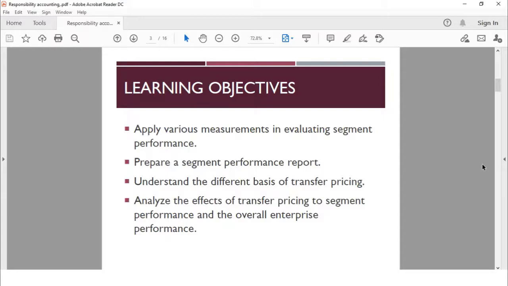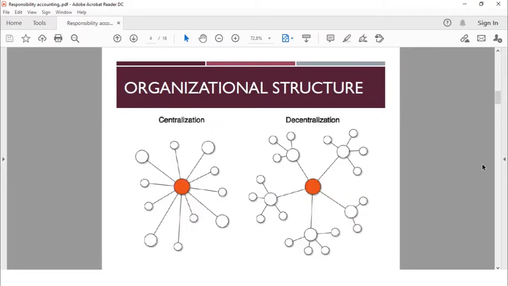Now, the last two objectives will be discussed in the next video, while the others will be discussed in this video. So let's start with the organizational structure. It is very important for an organization to identify its organizational structure because it serves as a basis for the quality of decisions made by an organization.